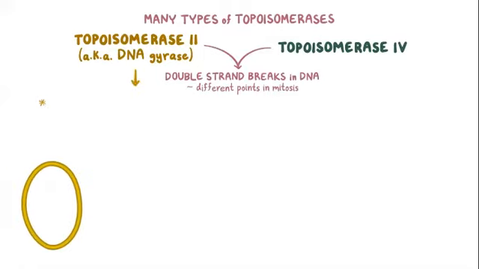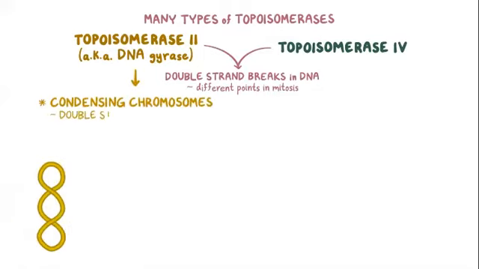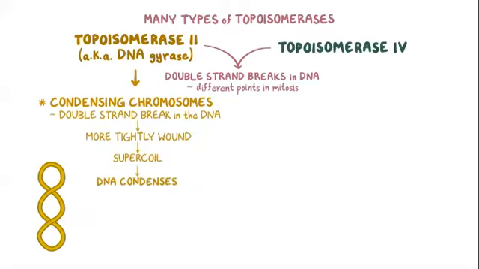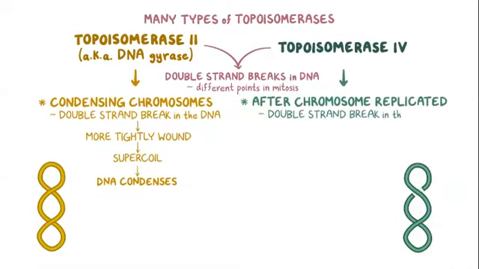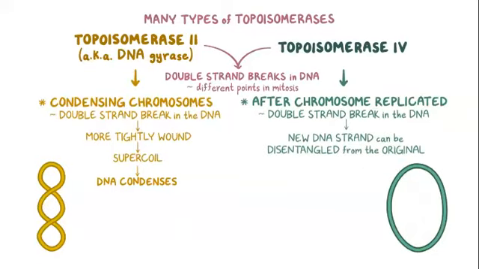Topoisomerase 2 plays a role in condensing the chromosomes by making a double-strand break in the DNA so that it can be more tightly wound, causing a supercoil. When enough supercoils are induced, the DNA condenses. Topoisomerase 4 plays a role later on, after the chromosome has been replicated, where it causes a double-strand break in the DNA so the new DNA strand can be disentangled from the original.